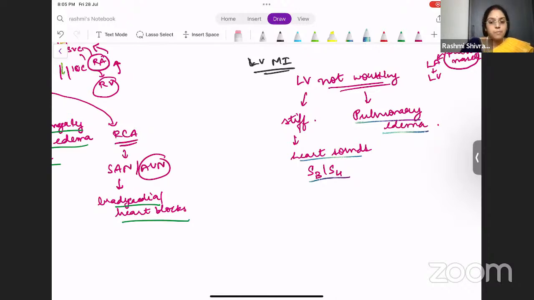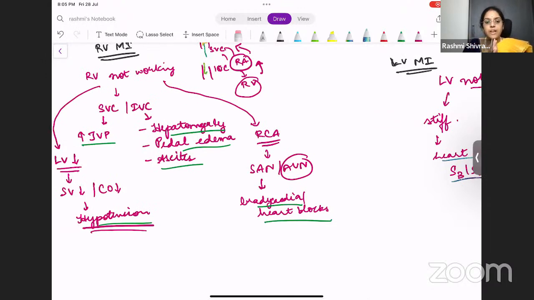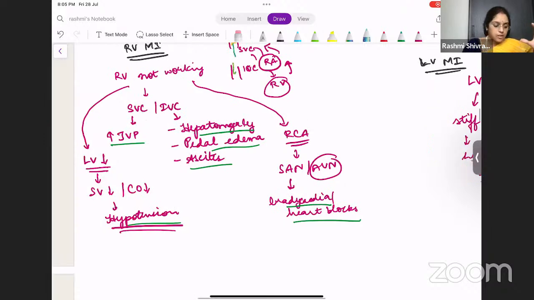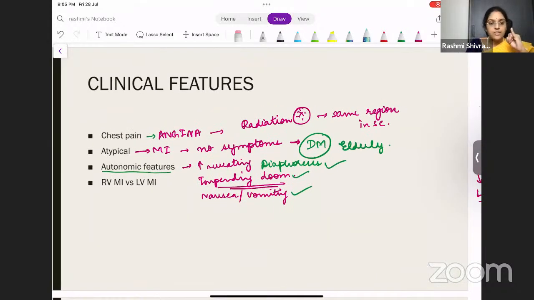So this is very, very important and very useful for you. If you learn the symptoms like this, you don't have to actually mug up all the symptoms. What happens in chest pain? What are the characteristics that you should ask the patient? What about radiation? What is an atypical MI? What are the autonomic features associated with that? Then right ventricle wall MI and left ventricle wall MI. I hope you understand this.